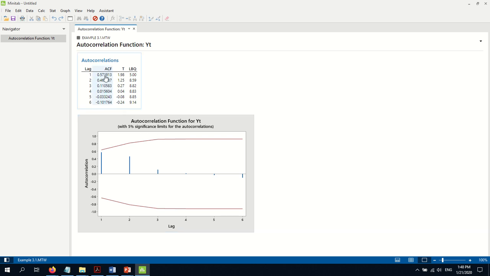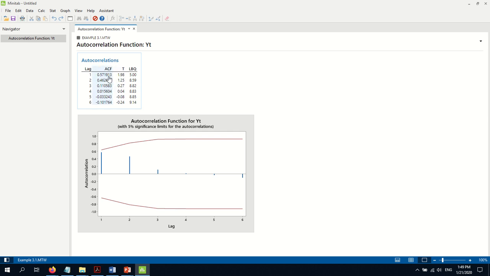ACF shows the autocorrelation coefficient as a function of lag, so we call it the autocorrelation function. We can see the values are depicted using vertical bars here, here, here, and so on. Now we see these t-test statistics, column T. They are used to test the significance of each individual autocorrelation coefficient at a specific lag.